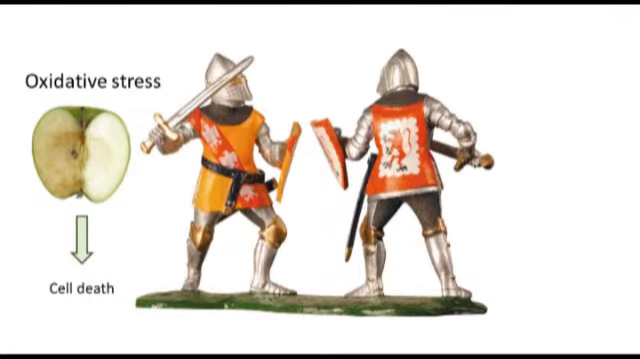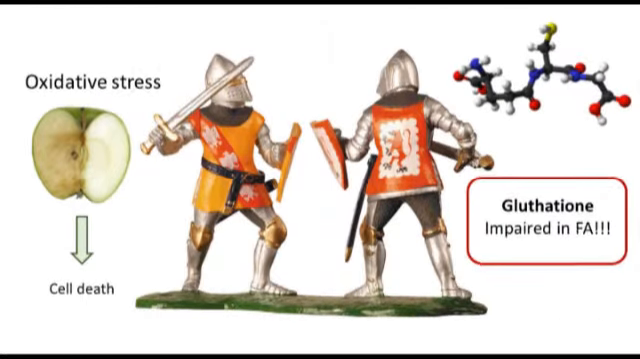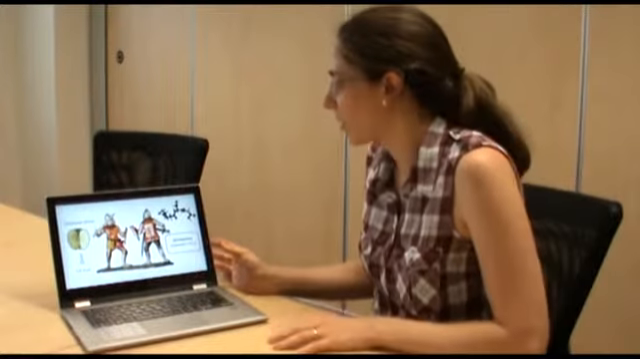So how do we usually fight oxidative stress, which always happens to a certain extent? We usually produce a molecule which is called glutathione, or other molecules which are similar in the effect they have, to block this oxidative stress. But the problem is that a lot of these molecules, including glutathione and other similar molecules, are impaired in FA. So FA people have some difficulties blocking this oxidative stress.